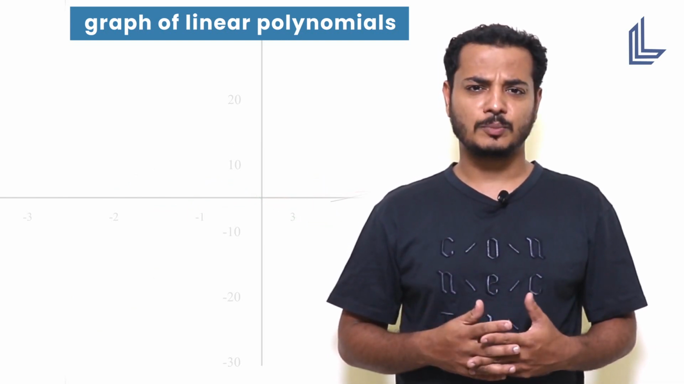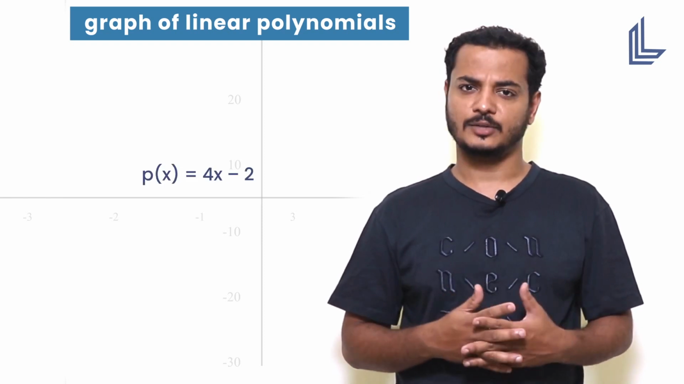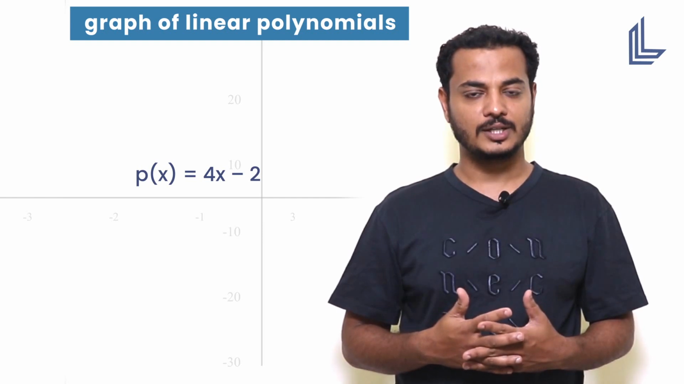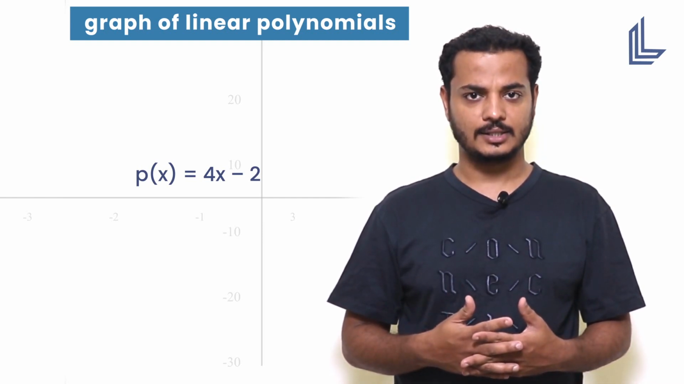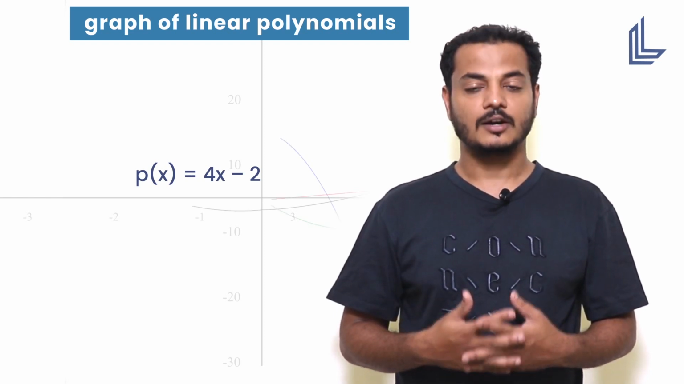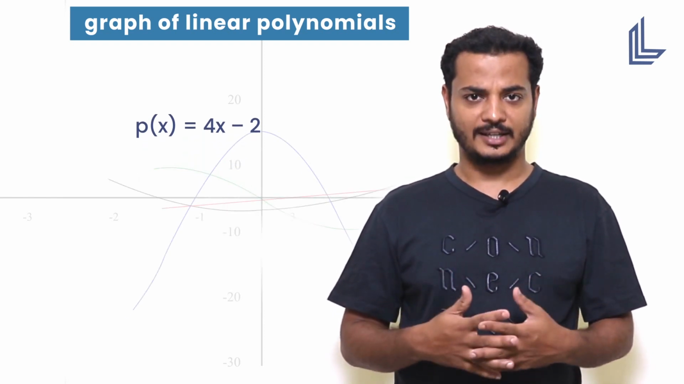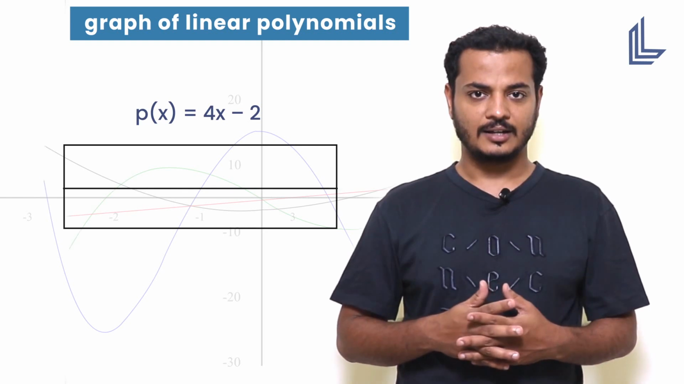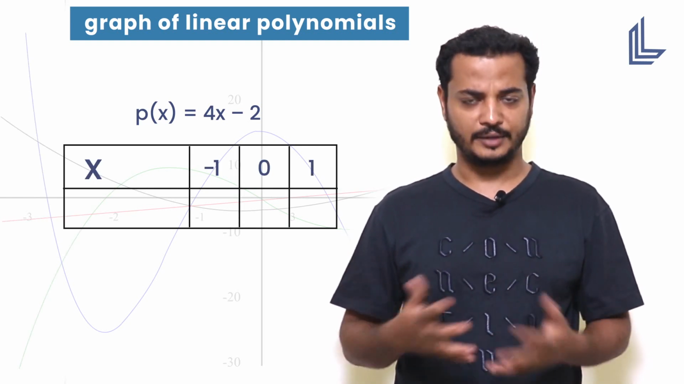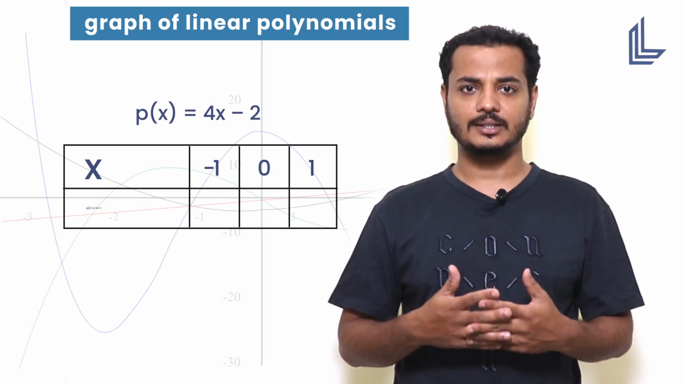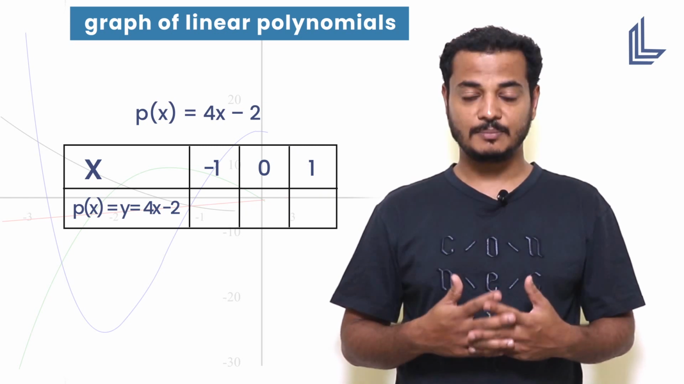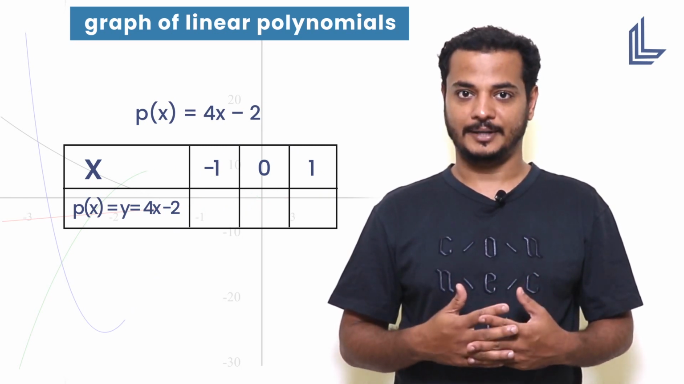Let's say we want to plot the linear polynomial p of x equals 4x minus 2. Now to plot this, all we have to do is to take some random values of x and find the corresponding values of p of x. So let's do that quickly. Let's draw a table like this. Take some random values of x, let's say minus 1, 0 and 1, and calculate the corresponding values of p of x. Remember, p of x can also be thought of as y.